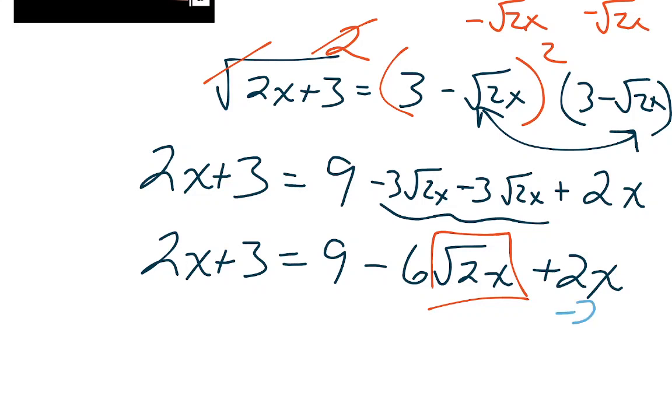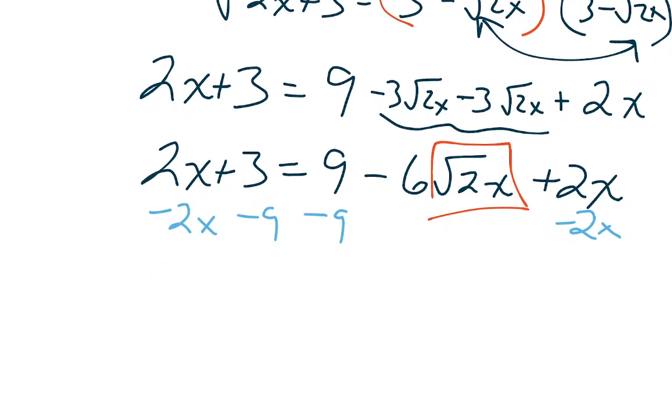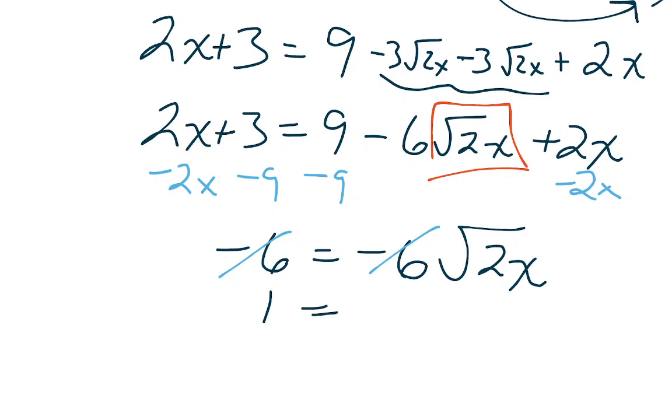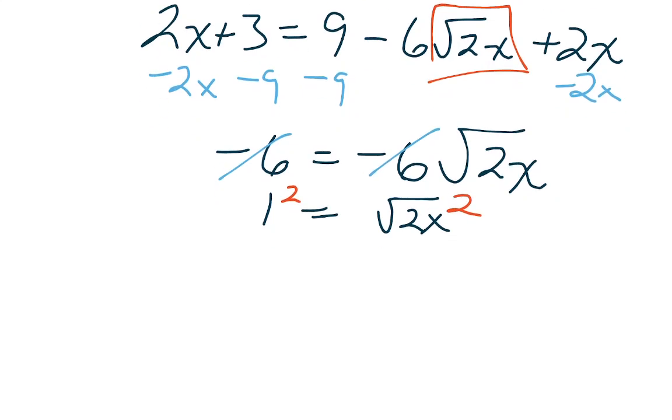The good news is the 2x's just happen to be the same. And I can subtract 9, take care of that. Gives you negative 6 equaling negative 6 square roots. Of course, you're going to divide away the negative 6's. If you divide those away, you get 1 equaling a square root. And finally, I'm isolated, which means I'm ready to square both sides. After you square both sides and do a little math, you get 1/2.